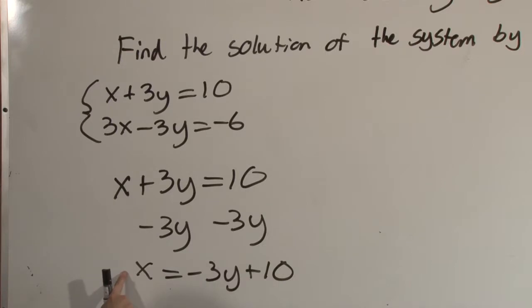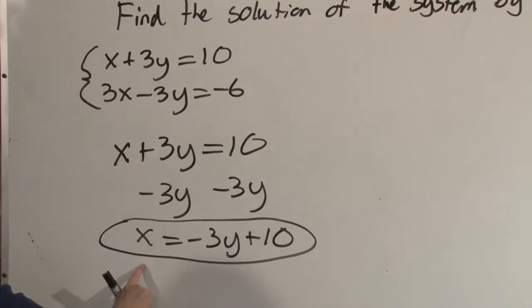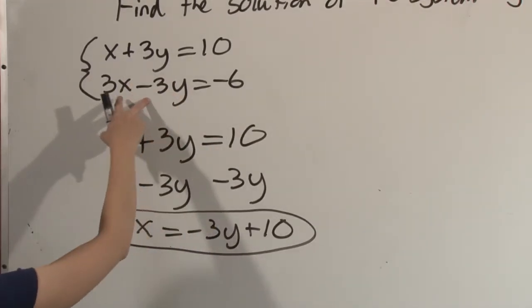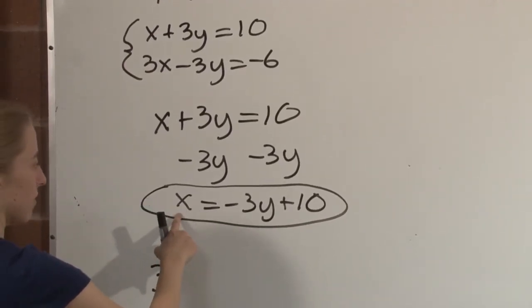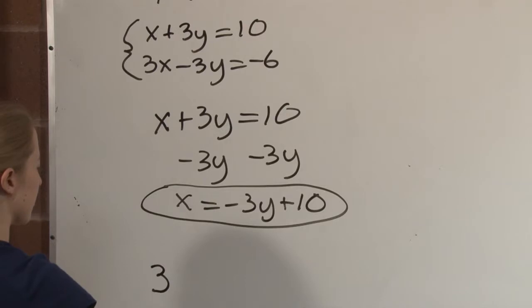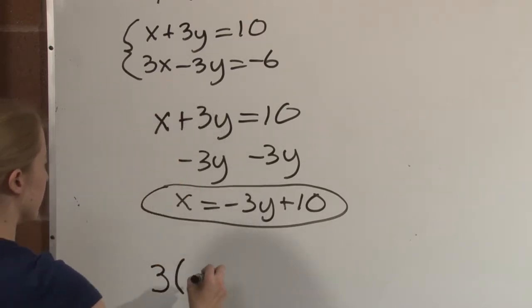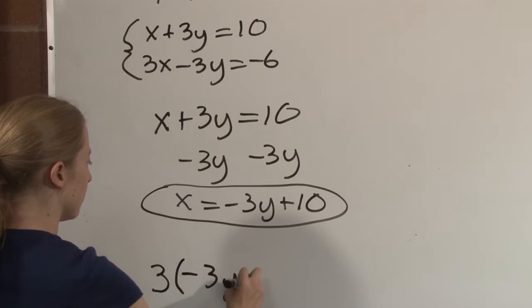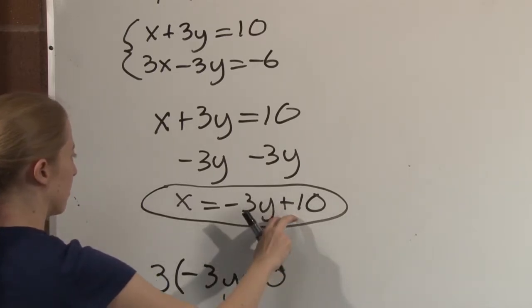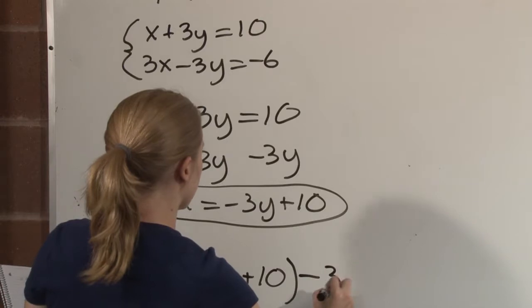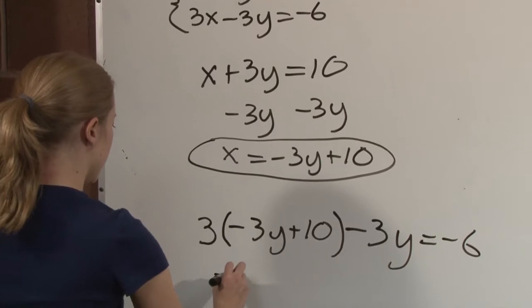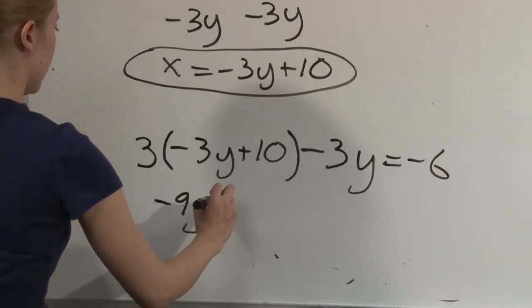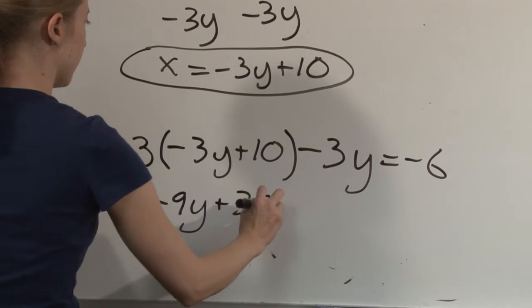So now I'm going to take this equation here and I'm going to substitute it in to the second equation. So I'm going to be substituting for x because I have x equals this expression. So where the x is in this equation, I am sticking in this entire expression on the other side of the equal sign. So I'll distribute the 3 through. That's going to be negative 9y plus 30.